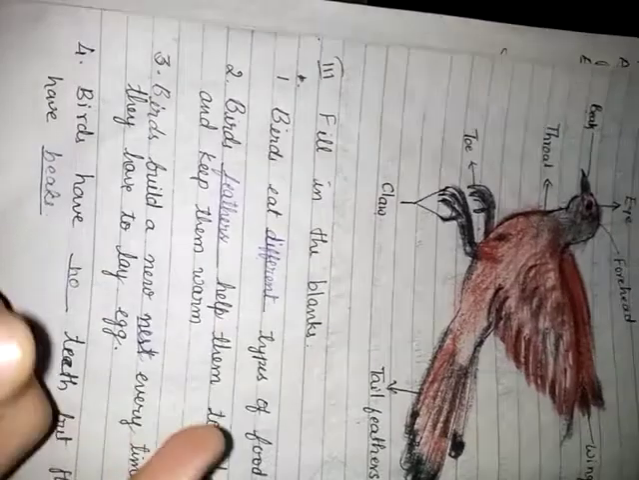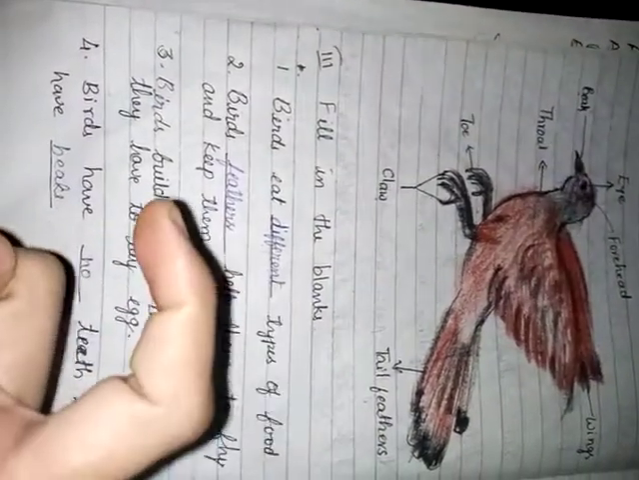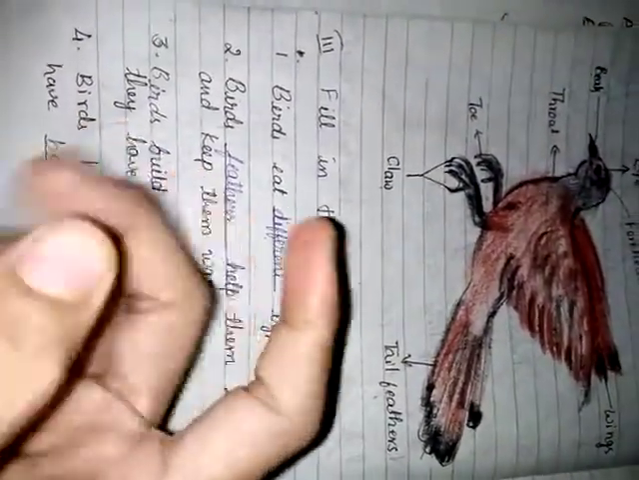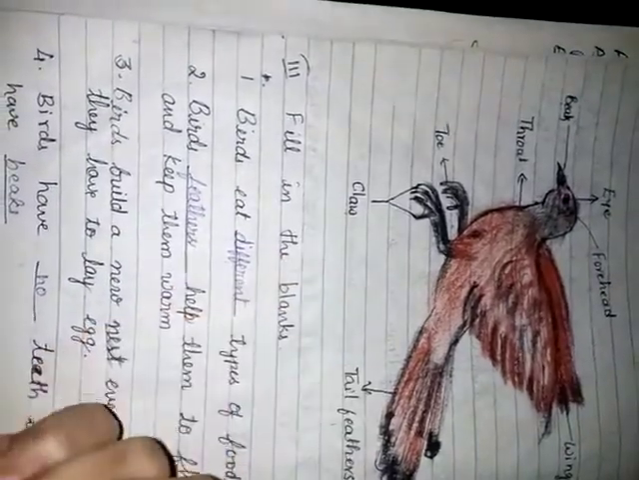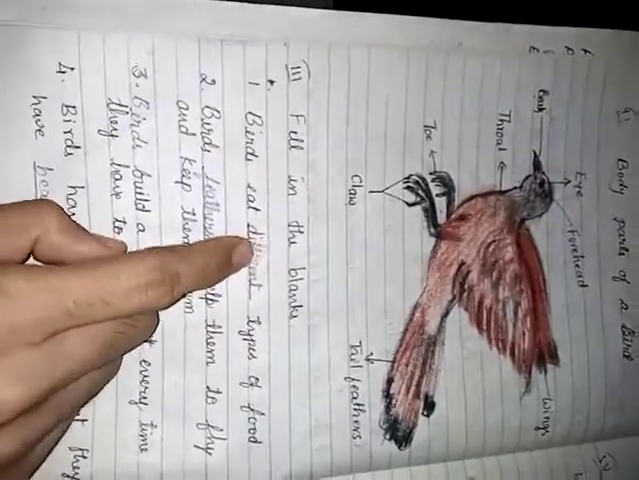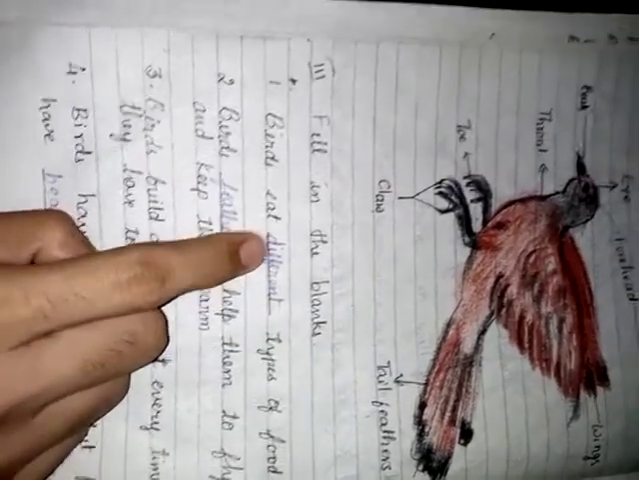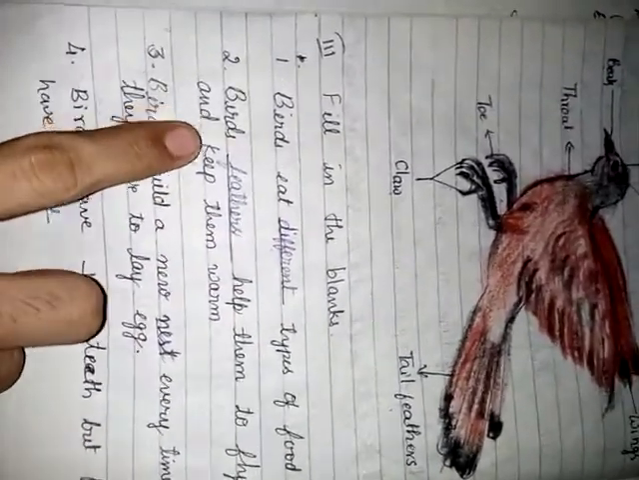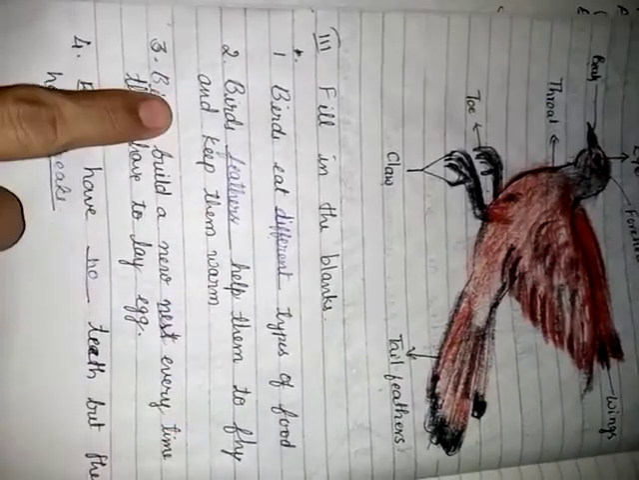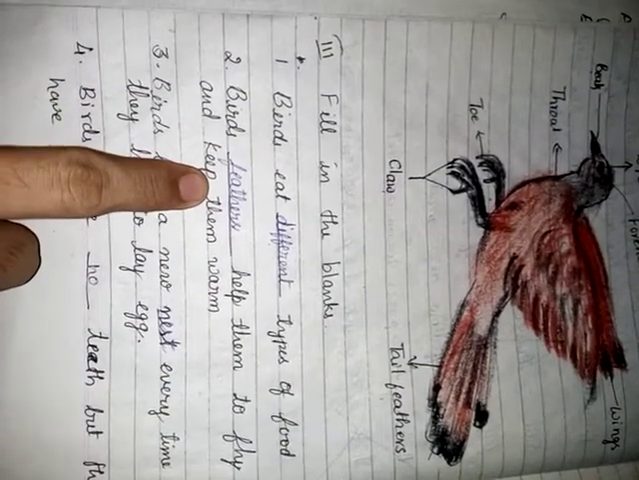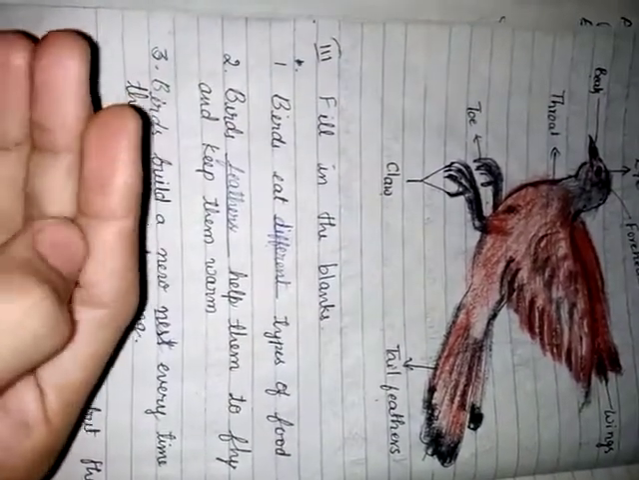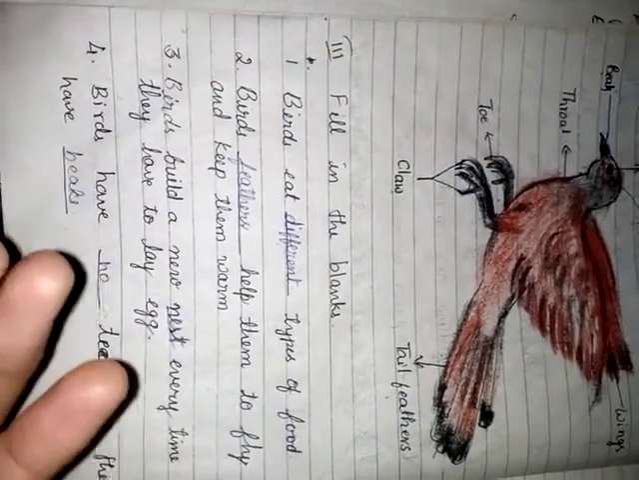If I speak about the beak of a parrot, it is curved, it helps them to crack the nuts and fruits. So all the birds have different beaks, and that is the reason the birds eat different type of food, not the same food. Birds dash help them to fly and keep them warm. That is, birds' feathers keep them warm and help the bird to fly.